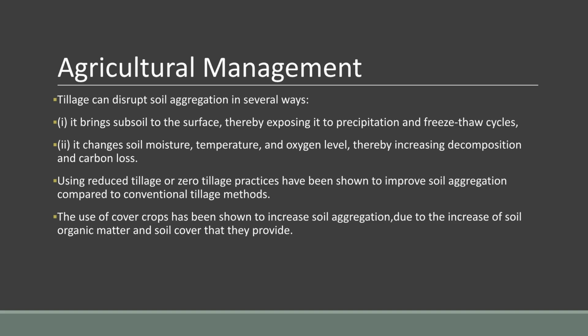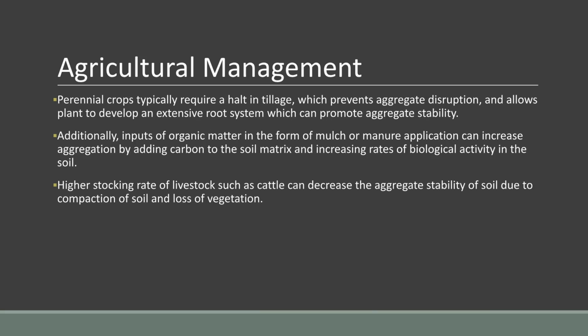Agricultural management practices significantly impact soil structure. Tillage disrupts aggregation by exposing subsoil and increasing decomposition. Reduced or zero tillage and the use of cover crops improve soil aggregation by increasing organic matter and soil cover. Perennial crops prevent aggregate disruption through reduced tillage and extensive root systems. Organic matter inputs like mulch and manure increase aggregation by adding carbon and boosting biological activity. High livestock stocking rates can decrease aggregate stability due to compaction.